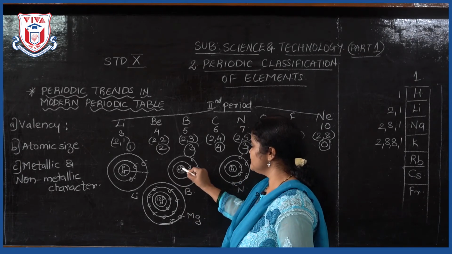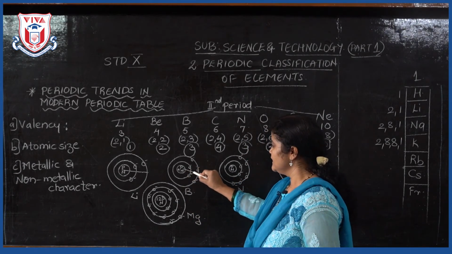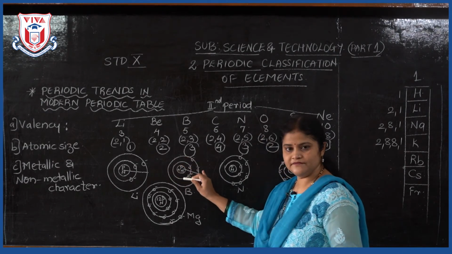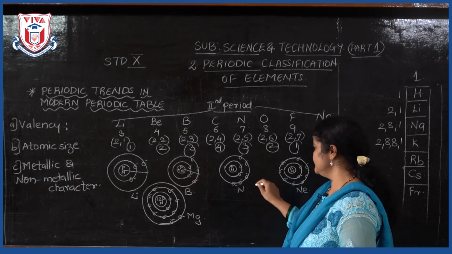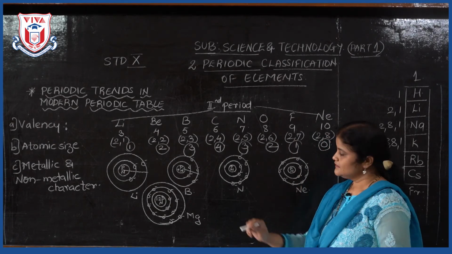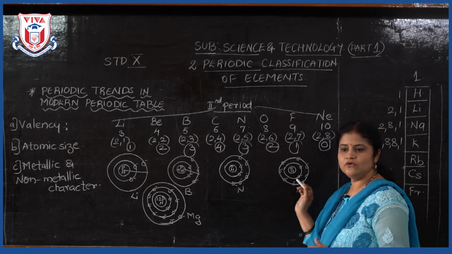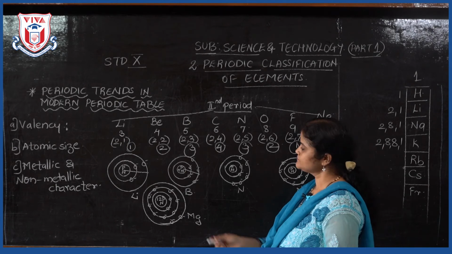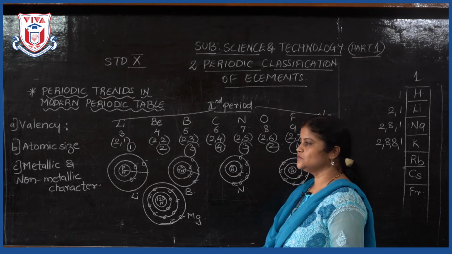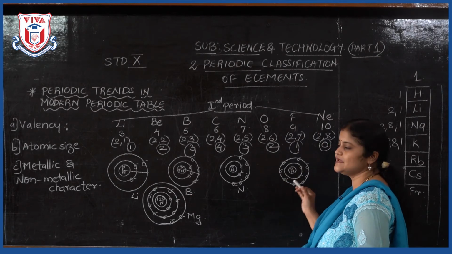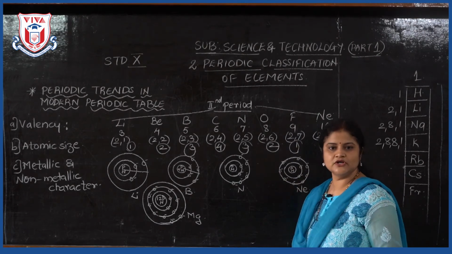Okay, then same with boron. This is the distance from the center of the nucleus to the outermost shell. Here, if we observe the atomic size, all the elements have only 2 shells. That means, according to the idea, we could conclude that all have the same atomic size. But this is not the case.